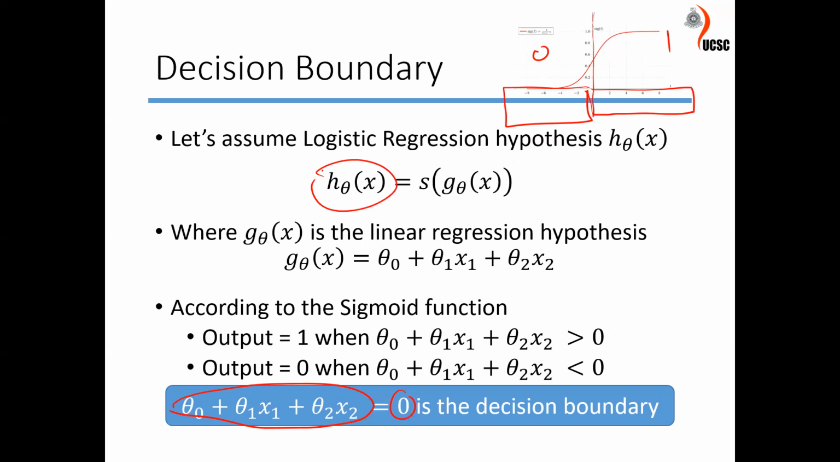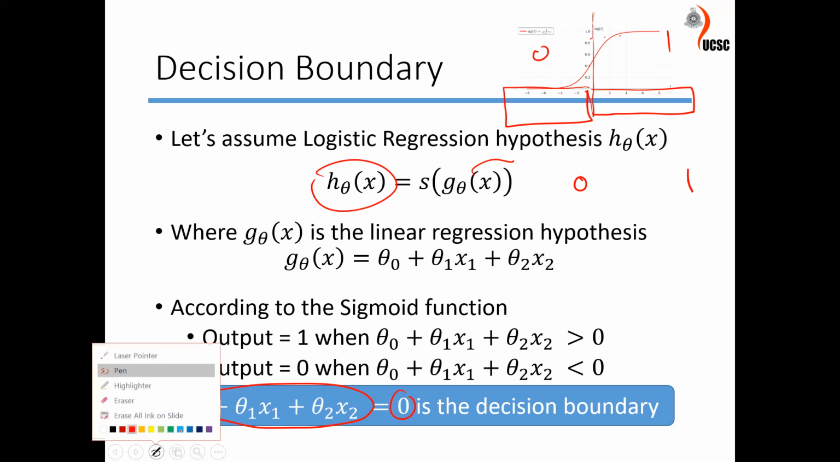So this is our logistic regression. This is our linear regression hypothesis, and we apply the sigmoid on our linear regression. That will restrict the output value to within 0 and 1. As the decision boundary, we can take our linear regression equal to 0.